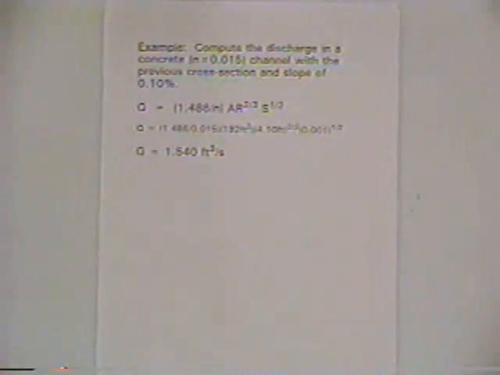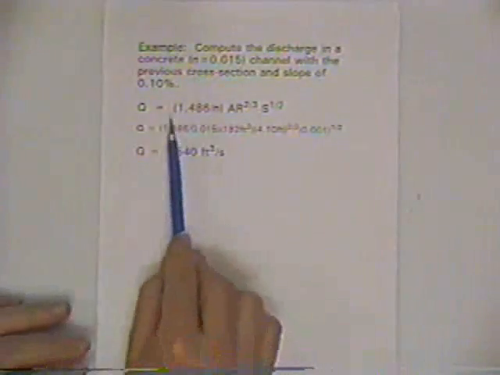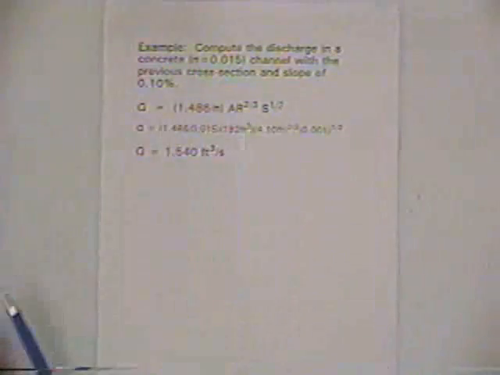So this problem says compute the discharge in a concrete channel, with an n of 0.015, with a trapezoidal cross-section and slope of 0.1%. And this just gives us a problem to plug the numbers into the Manning's equation. And so we reproduce the Manning's equation here.